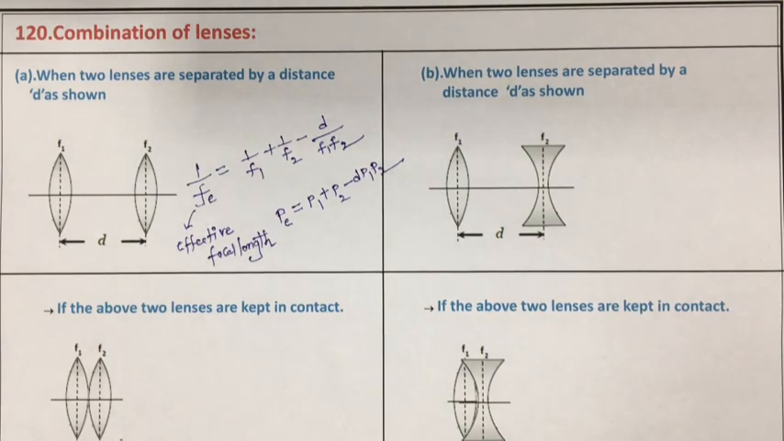Here D is equal to 0 when two lenses are kept in contact. So in this situation, what are the formulas for effective focal length and effective power?